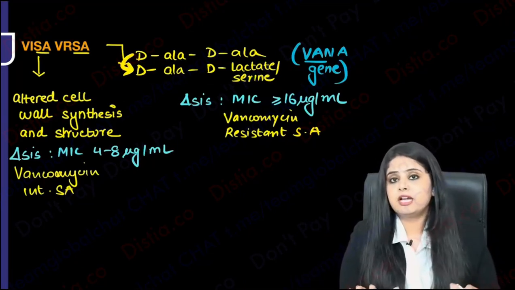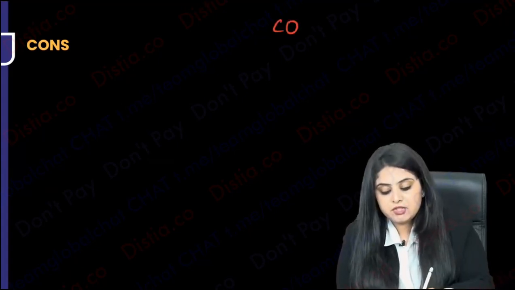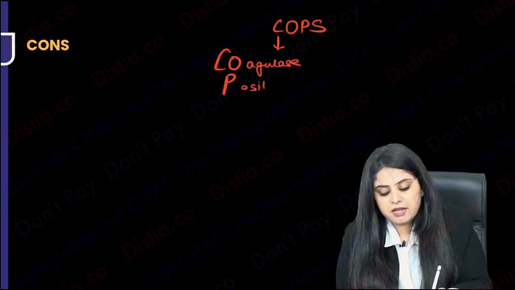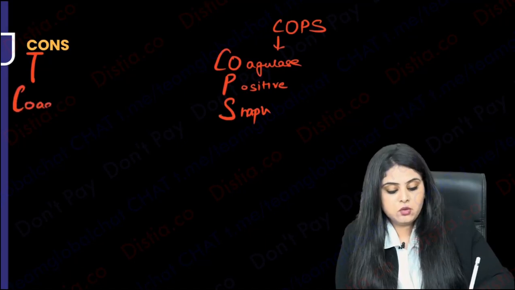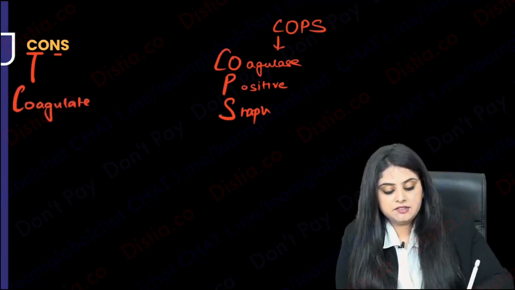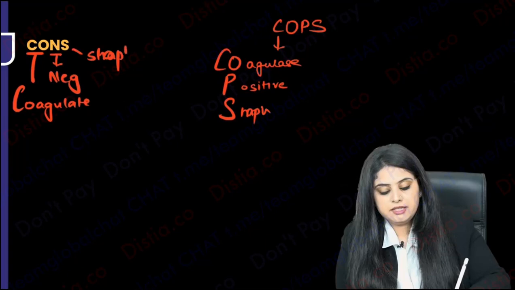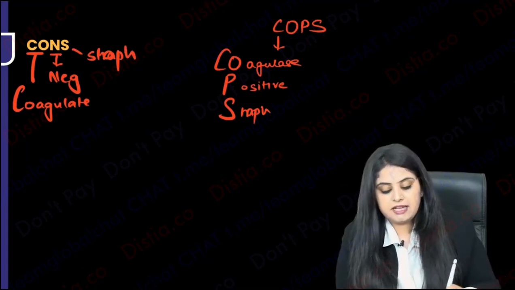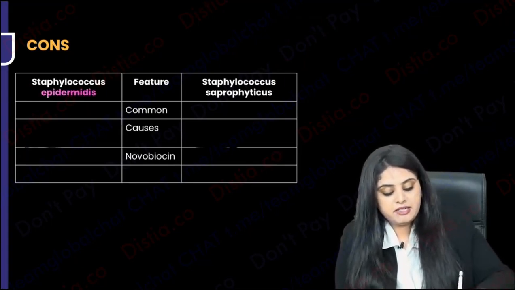Yes, that is sorted. Staph aureus is sorted. But now I want to talk about the last part of Staphylococcus. Please note, whatever I was teaching you up till now was COPS, which means coagulase positive staph. Now I'm going to teach you CONS, which obviously means coagulase negative staph. And there are two very important ones that come under it: Staph epidermidis and saprophyticus. What did I say? Epidermidis and saprophyticus.